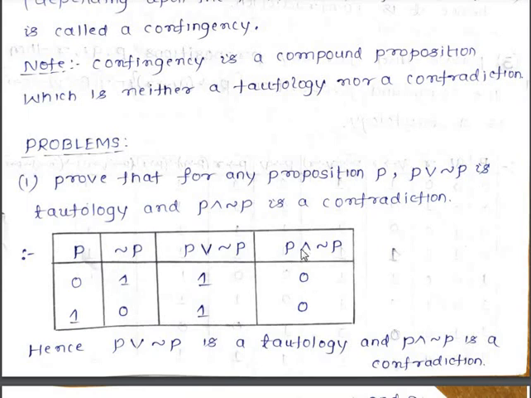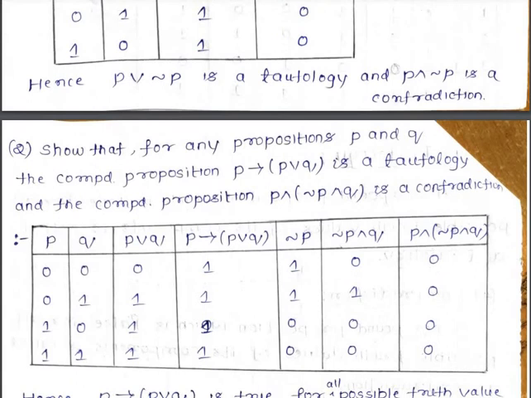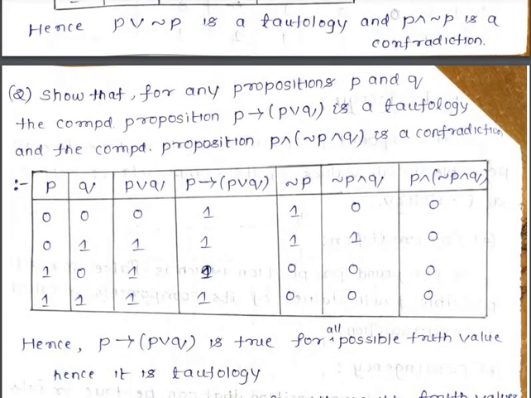Now P and negation P. For 0, 1, it is conjunction. Conjunction works like multiplication. 0, 1 gives you 0. 1, 0 gives you 0. So for all the possible values, you got the result as false. Therefore, it is a contradiction. Hence proved. Now let us discuss the second problem.